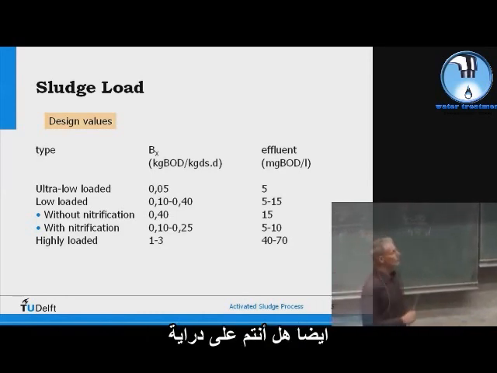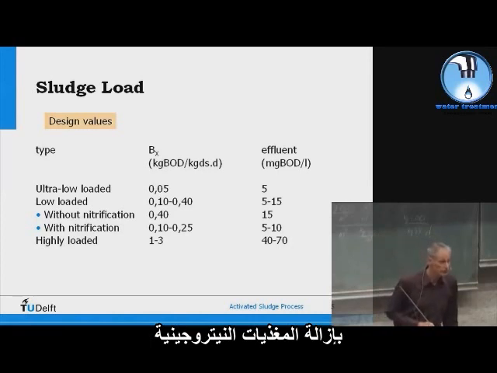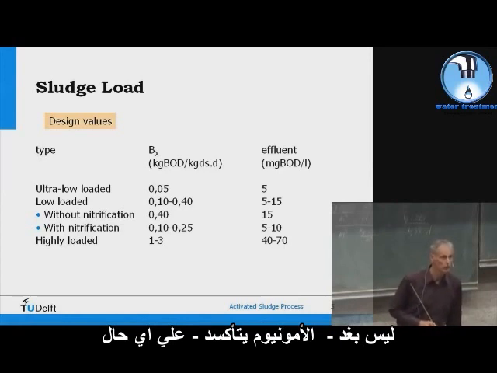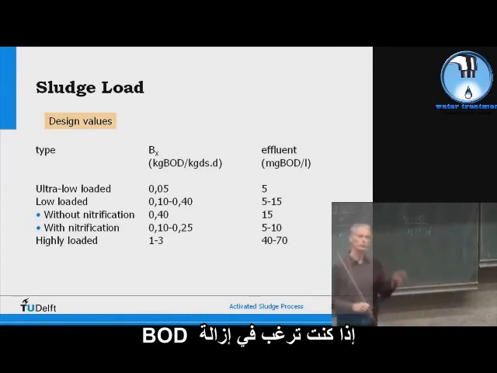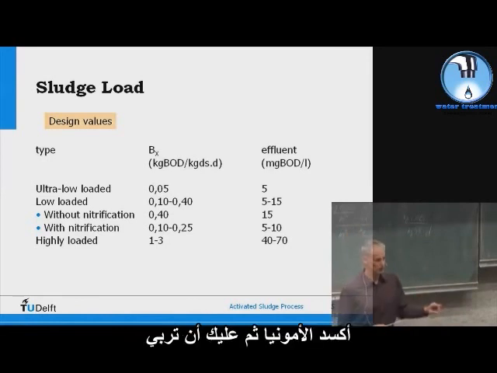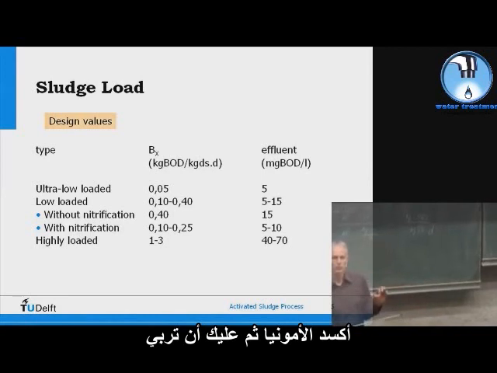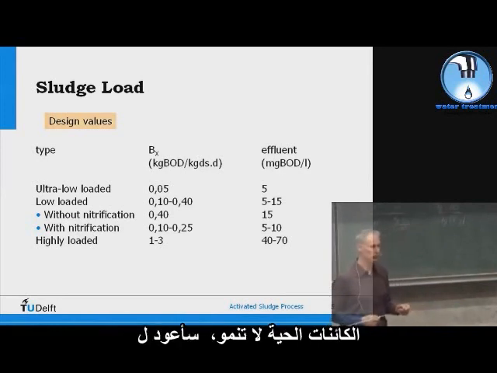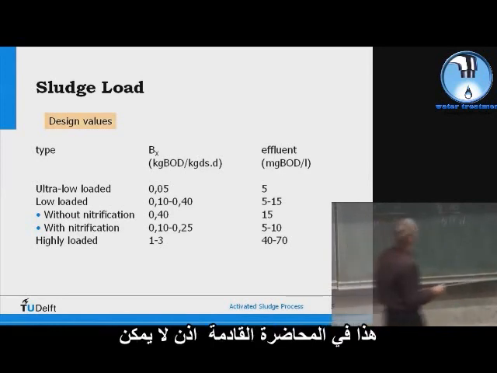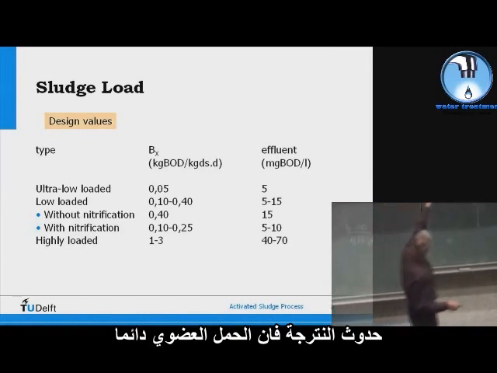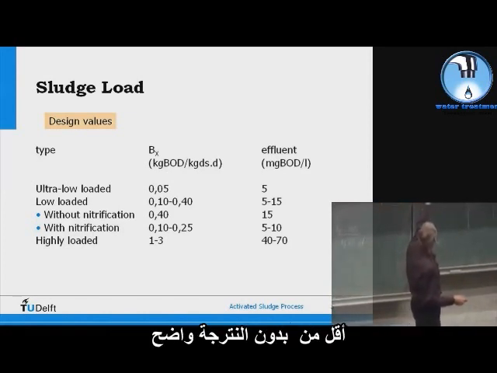Also, are you familiar already with nitrification, nutrient removal, nitrifiers? Not yet. Yeah? Ammonium oxidizers. Well, anyway, if you want to remove BOD and if you want to remove nitrogen, oxidize ammonia, then you need to grow nitrifiers, different organisms. And when the sludge loading is high, these organisms won't grow. I'll come back to this in the next lecture. So you can't have too high. So if you want nitrification, the sludge loading is always lower than without nitrification. Clear so far?